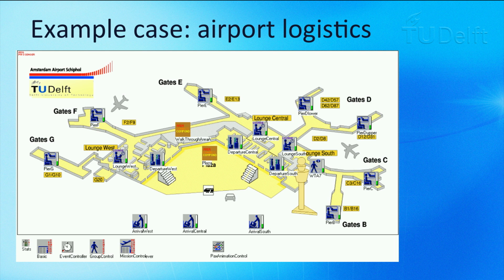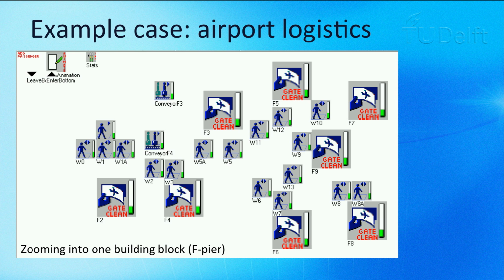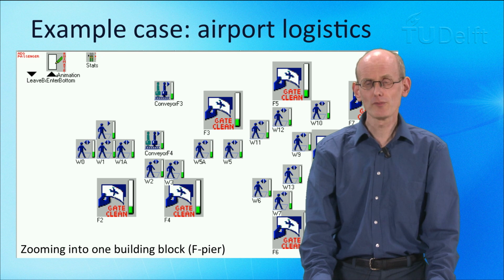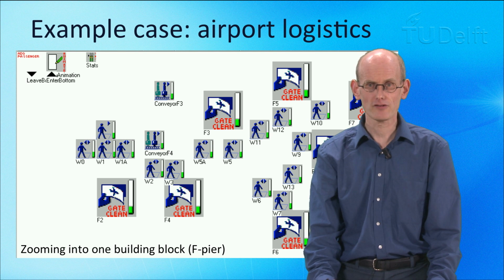When we zoom in on one of these building blocks, for instance, one of the concourses, we see a smaller model. A couple of gates, a couple of walk areas, a couple of conveyor belts that help the passenger to go from or to the gate and from there to other parts of the airport. So this is zooming in on one of the building blocks that you saw on the previous slide.